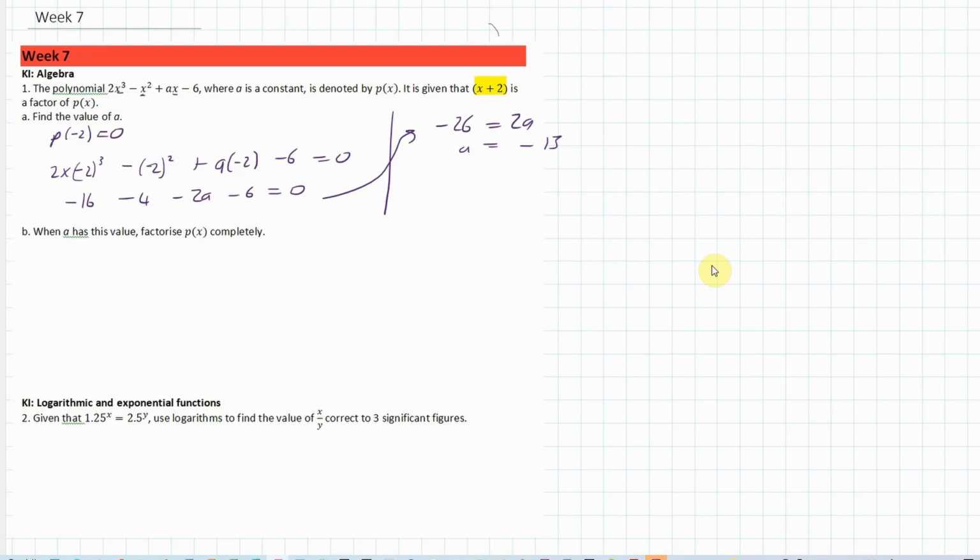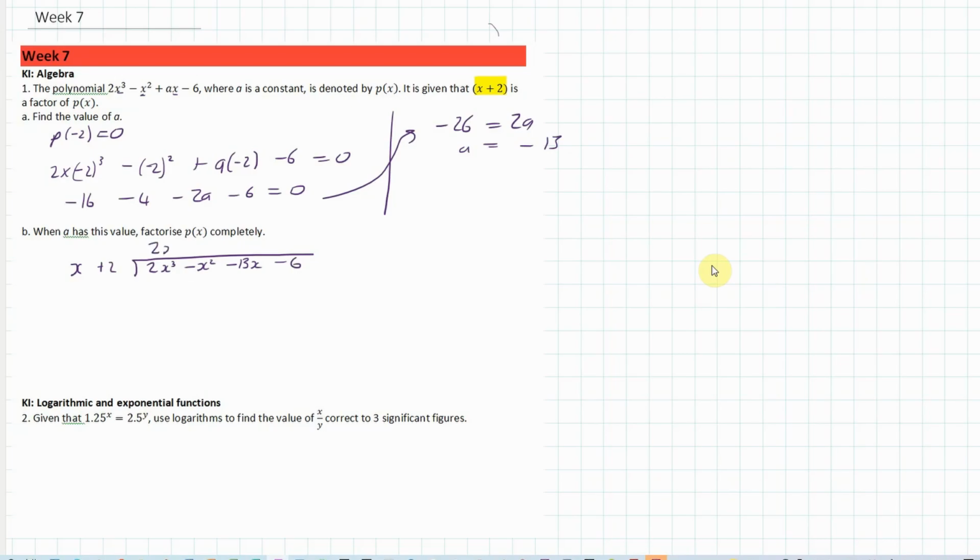Okay, now, when a has this value, we've got to factorize it completely. Well, we know that x plus 2 is a factor, so if we just use long division, we should be able to find the other factors. Now, we find a is negative 13. So theoretically, we should just be able to do this and find the other factors.